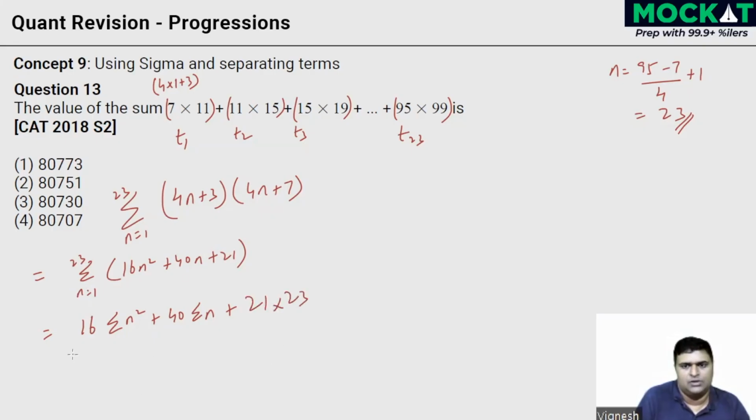That's it, right? So where it's n square, it's n into n plus 1 into 2n plus 1 by 6. That's the formula we saw. I have to plug in a value of 23, n equals 1 to 23. So what is it going to be? 16 into n plus 1 into 2n, 46 plus 1, 47 by 6, plus 40 into n into n plus 1 by 2, 23 into 24 by 2, plus 21 into 23, right?